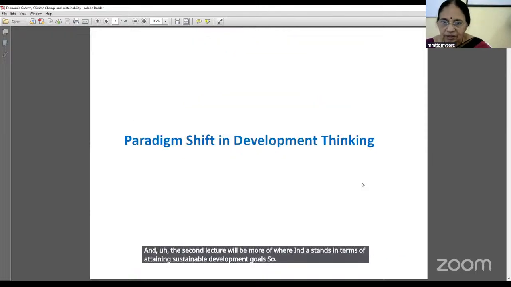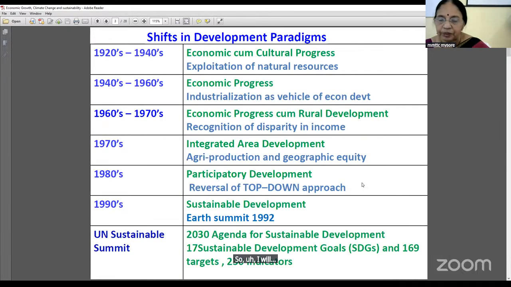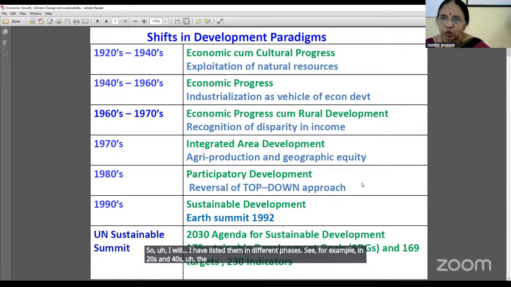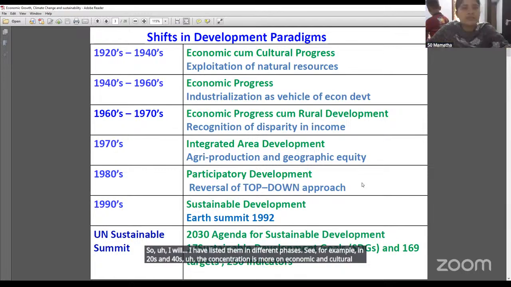So, I would like to bring in how sustainable development has come into prominence or recognition. What is the kind of paradigm shift that has taken place, which brought in what is called sustainable development? I have placed them in different phases. See, for example, in the 20s and 40s, the concentration is more on economic and cultural progress and more on exploitation of natural resources.